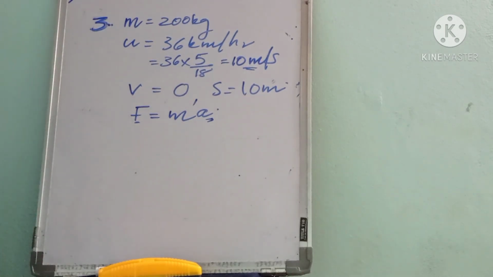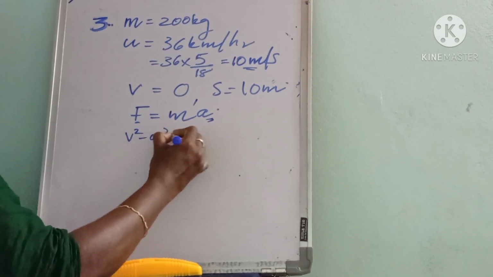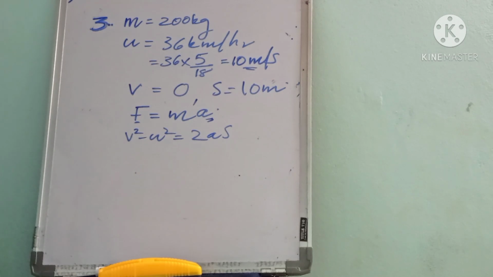Then how can we calculate acceleration? By considering the equation v square minus u square equal to 2as. Why don't we take the first relation v equal to u plus at? In that, time t is not given, so we cannot take that relation. Or also s equal to ut plus half at square. In that equation also a is there, but time is not given. So we cannot take these two equations.